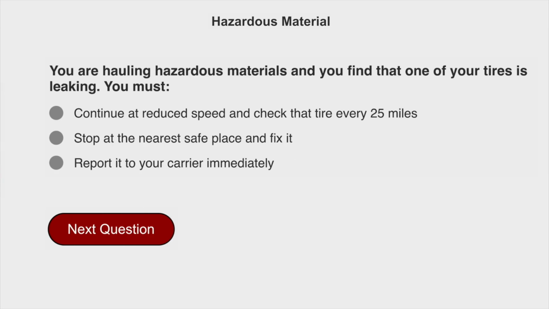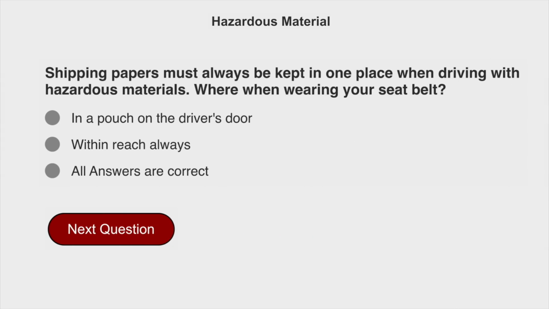You're hauling hazardous materials and you find out that one of the tires is leaking. You must stop at the nearest safe place and fix it. Shipping papers must always be kept in one place when driving with hazardous materials. Wear when wearing your seatbelt. All answers are correct. In a pouch on the driver's door and within reach always.